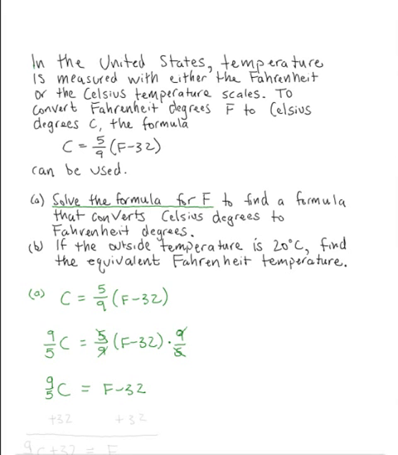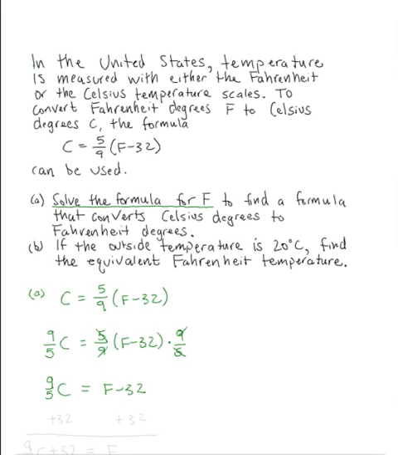One final comment before we move on to the next step. This idea of multiplying both sides by 9/5 is a result of the multiplication property of equality, which says that if you have an equality and multiply both sides by the same number, it remains an equality. Okay, so we're actually one step away from finishing this problem at this point.